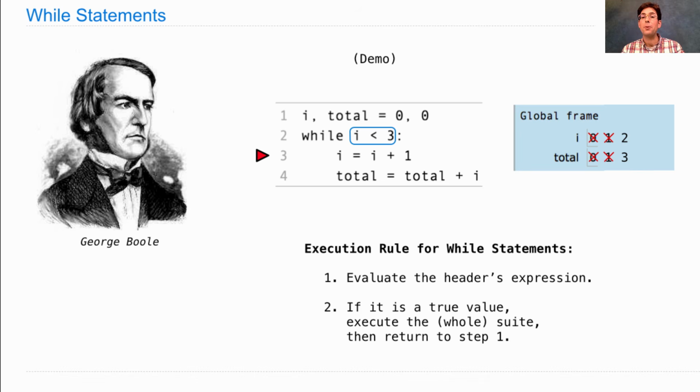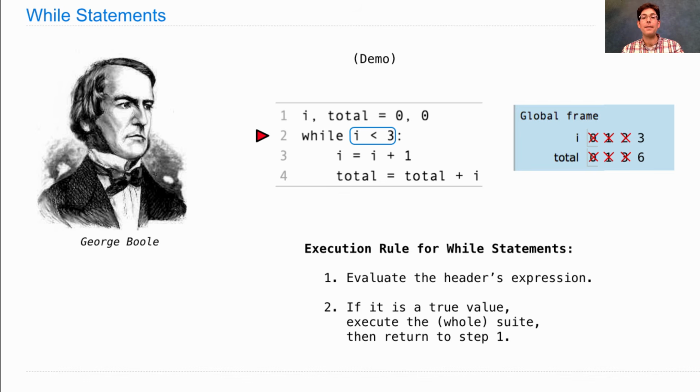And here's the really important part. We first execute this assignment statement, I equals I plus 1. I is now 3. But we don't go back and check this because we haven't finished executing the whole suite yet. The next thing we do is execute the next line in the suite, updating total to be total 3 plus I, 3, is 6. And then we return to step 1.